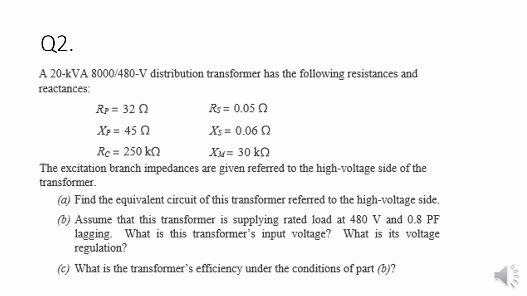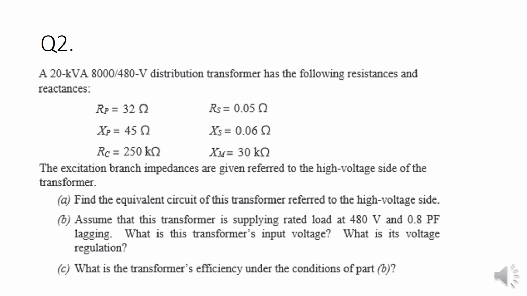The excitation branch impedances are given referred to the high voltage side of the transformer. Here the high voltage side is the primary side. If you refer to the first line, you can see 8000 to 480 volts. 8000 refers to the primary side, 480 refers to the secondary side. Therefore, high voltage side means the primary side. So question A: find the equivalent circuit of this transformer referred to the high voltage side. What you are asked to do is find the equivalent circuit referred to the primary side.